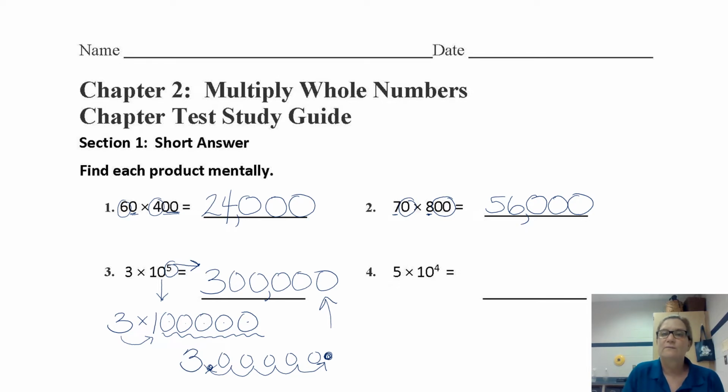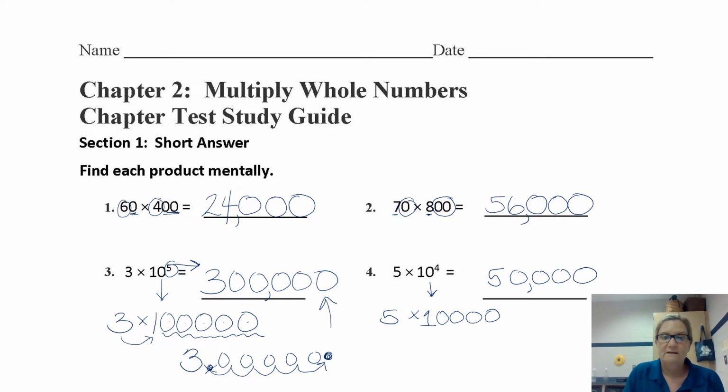All right, number 4. We're going to convert this 10 to the 4th power to be a 1 with 4 zeros times 5. So it would be 5 with 4 zeros. And that means the comma's here, which would be 50,000.